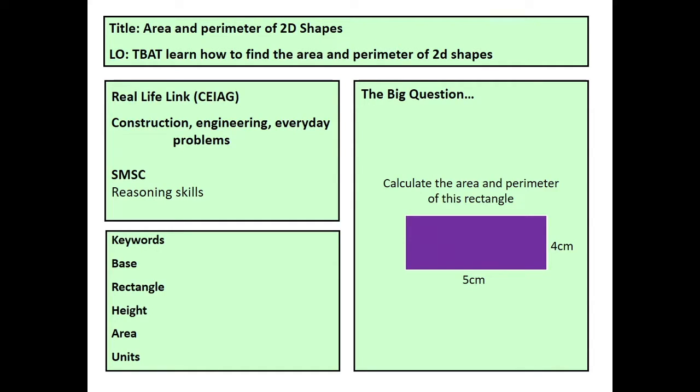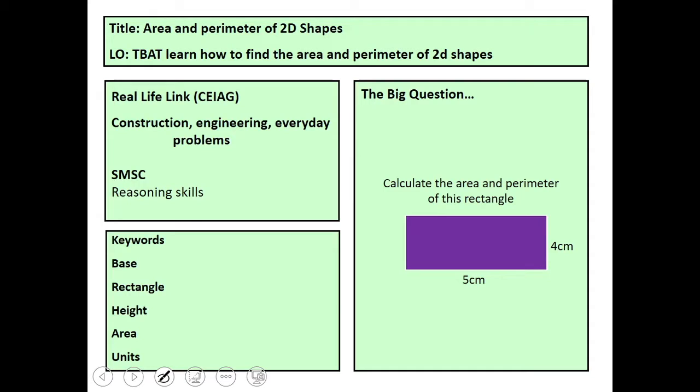Hey students, today we're going to build on the last lesson and we're going to be looking at the area of 2D shapes without the little squares. We will also be revisiting perimeter as well today. So the keywords are exactly the same as last time: base, rectangle, height, area and units.